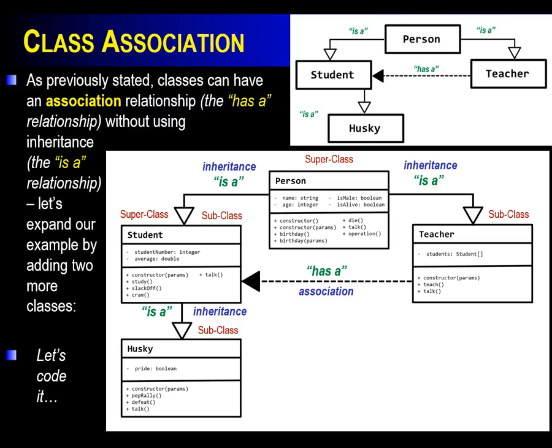Let's build a teacher class. Now, from this diagram, you can see a teacher is a person, but a teacher has a student. So that's a different relationship there. That's not inheritance. It's not like a teacher is a student. A teacher is a person, but a teacher just has a student. We're also going to make a Husky class. And a Husky is a student, which is a person. So we're going to build a little more complexity into the way our code is set up.